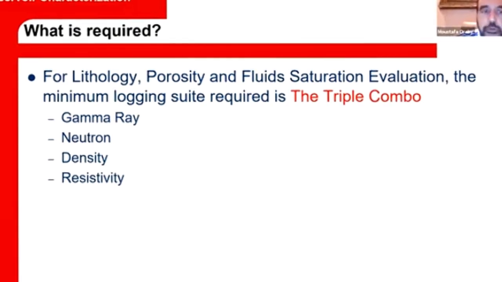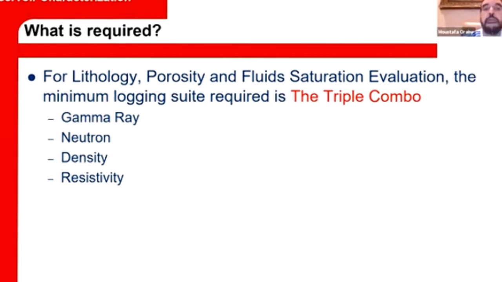So the triple combo is neutron, density, resistivity. I'm very sure you also heard something about the quad combo. Quad combo, if you add to this the sonic tool, you call it quad combo. Then again, it will be 5. Quad is 4. Then if you remove the gamma ray, then the quad is neutron, density, resistivity, and sonic. Okay? So gamma ray is not counted as part of the combo.